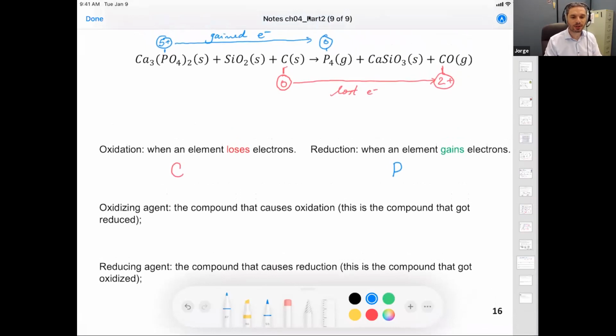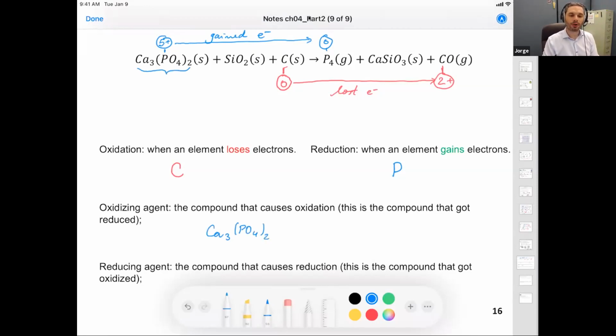Oxidizing agent is the compound that causes oxidation. This is the compound that got reduced. Careful with that. Every time we talk about oxidizing agent, we are considering the whole compound. If oxidizing agent is the compound that got reduced or the element that got reduced, we can see here that calcium phosphate is our oxidizing agent.